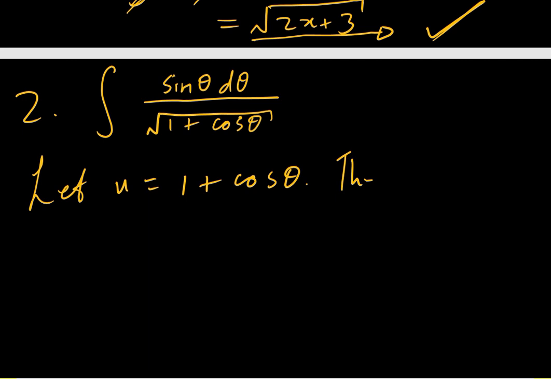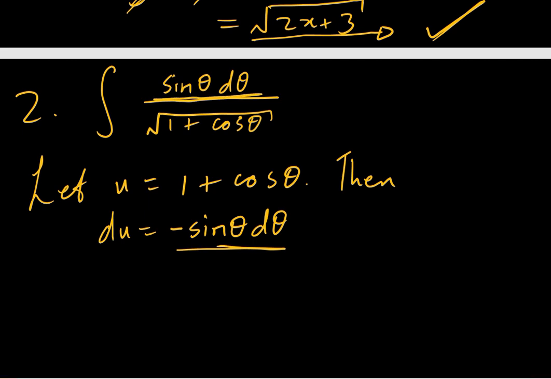Then du is equal to, so the derivative of 1 is just 0, so we ignore it. And then the derivative of cosine theta is negative sine theta. And then d theta, don't forget this. So this guy here nicely corresponds to the numerator over here. So this is going to be good. This is going to make life a little bit easier.